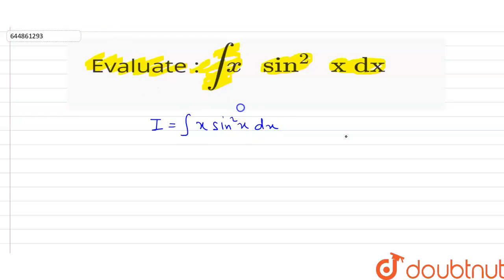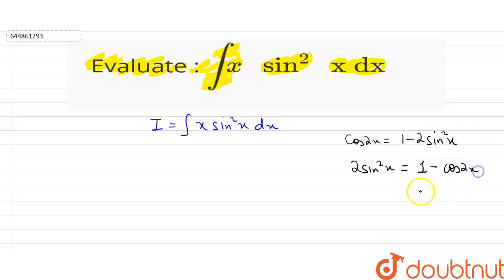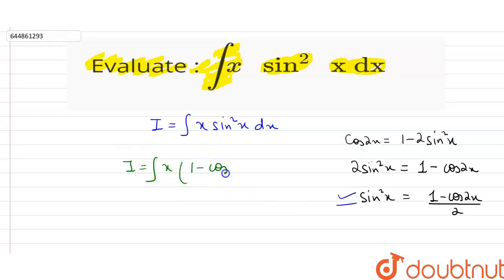First of all, we know the identity that cos 2x can be written as 1 minus 2 sine square x. Here, 2 sine square x can be written as 1 minus cos 2x, and from here sine square x can be written as (1 minus cos 2x) upon 2. So in the question, we can replace our sine square x with this, so our I will become the integration of x, and sine square x can be written as (1 minus cos 2x) upon 2.